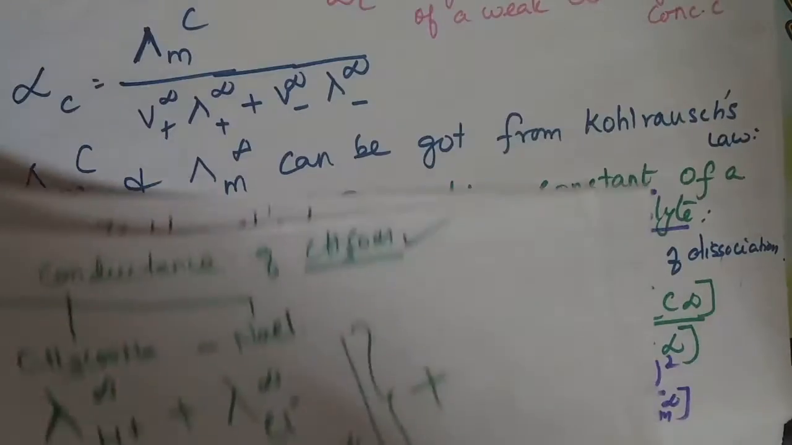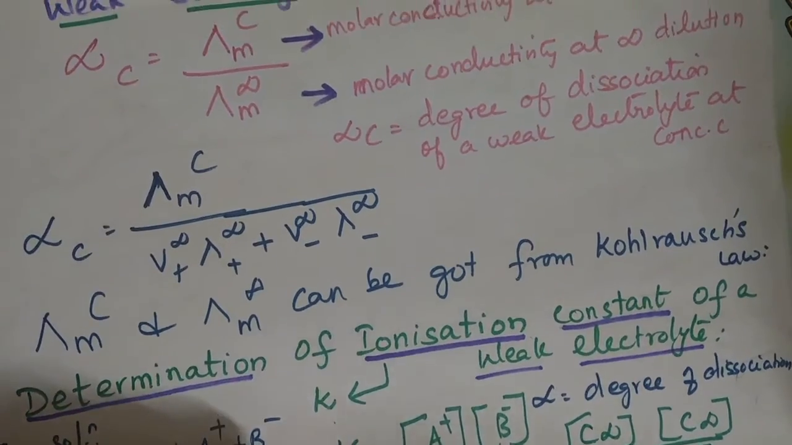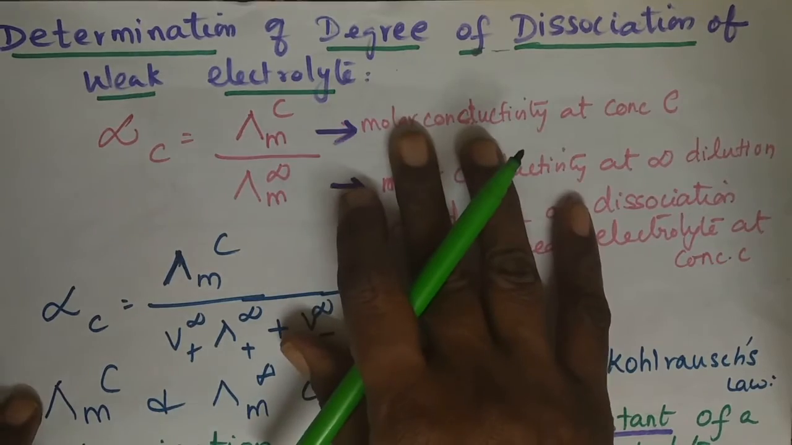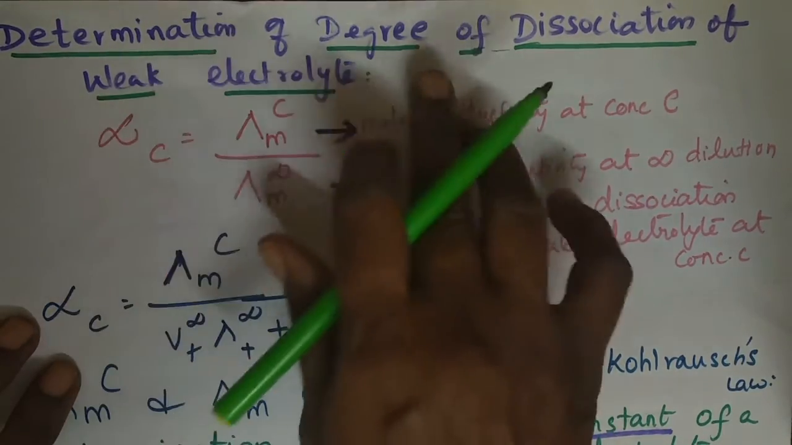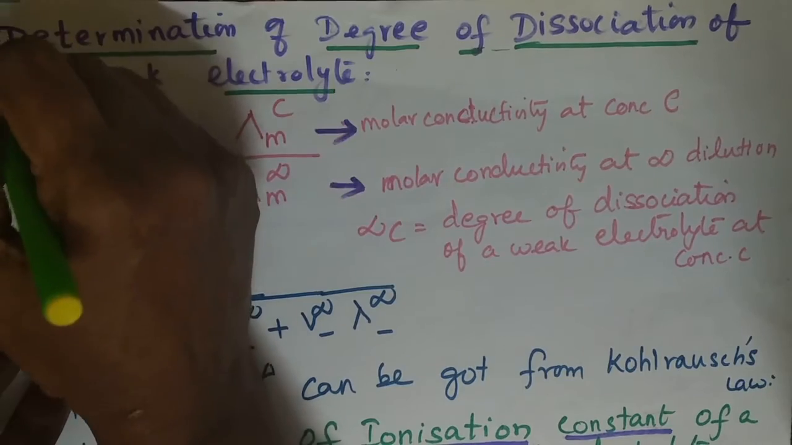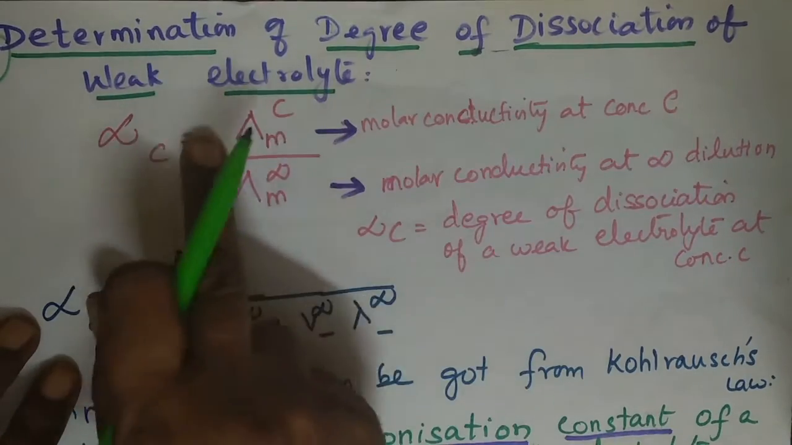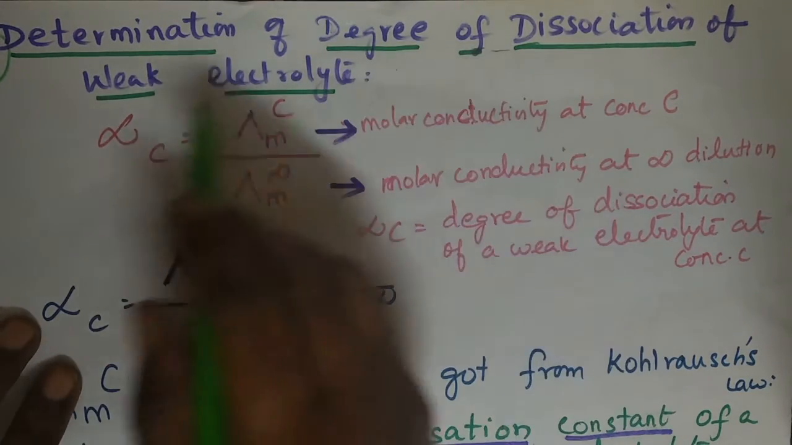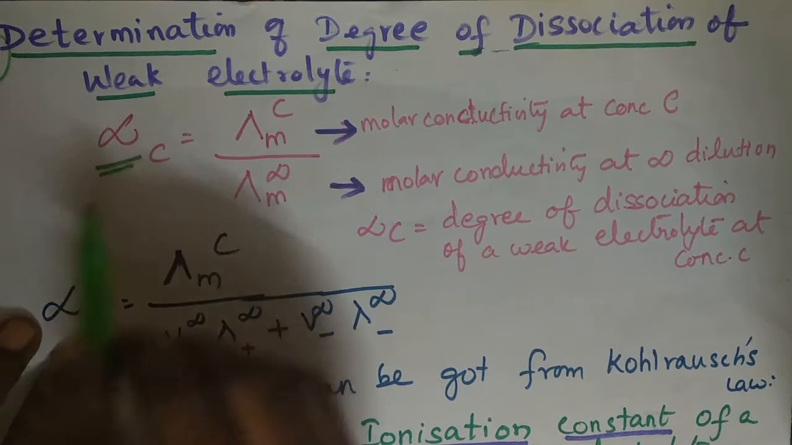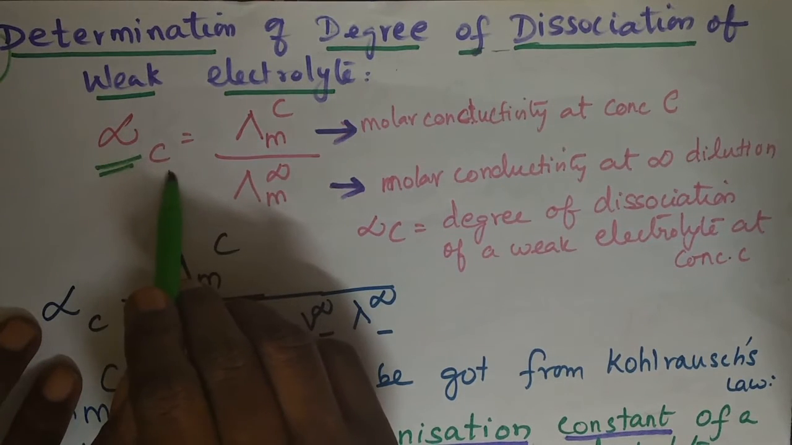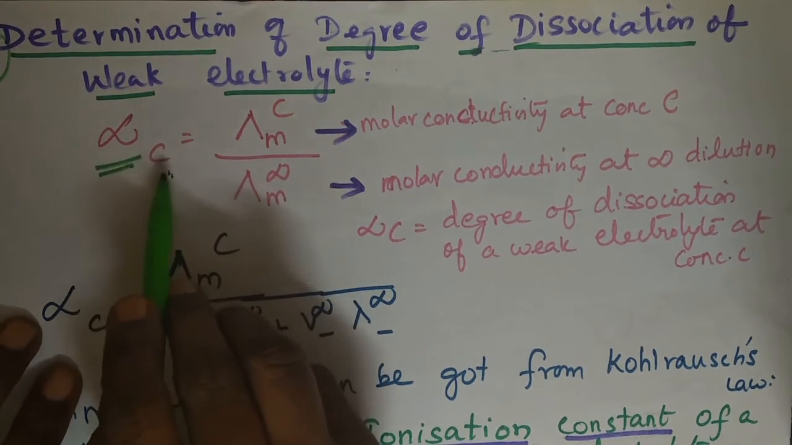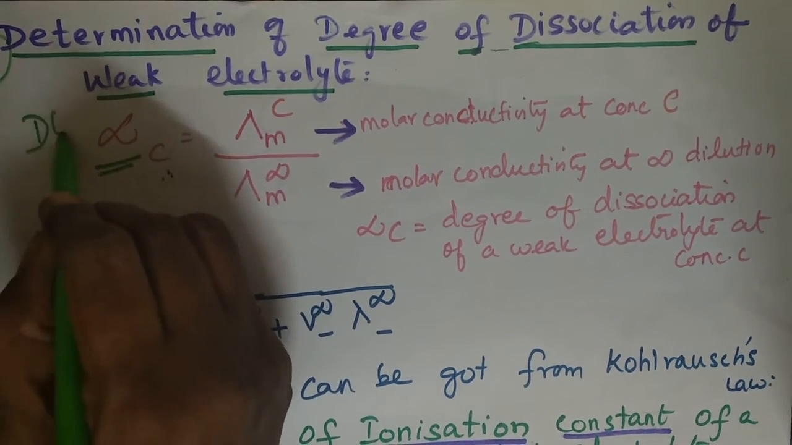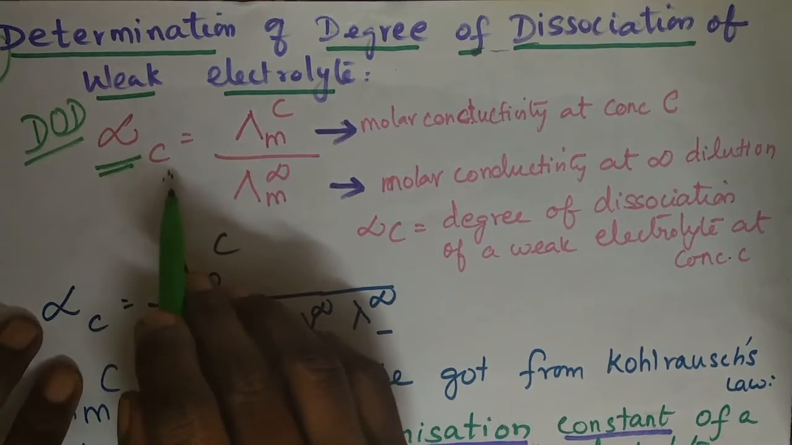Now let us go with the second application, which is the degree of dissociation. The second one is determination of the degree of dissociation of a weak electrolyte. The degree of dissociation is always written as alpha, remember, at whatever concentration you want to write. This is not lambda, this is alpha. Alpha is nothing but the degree of dissociation at concentration C.